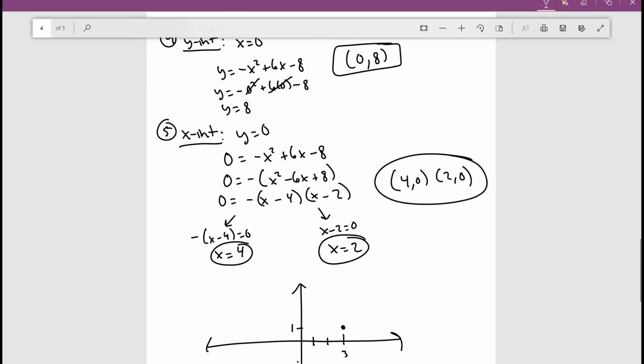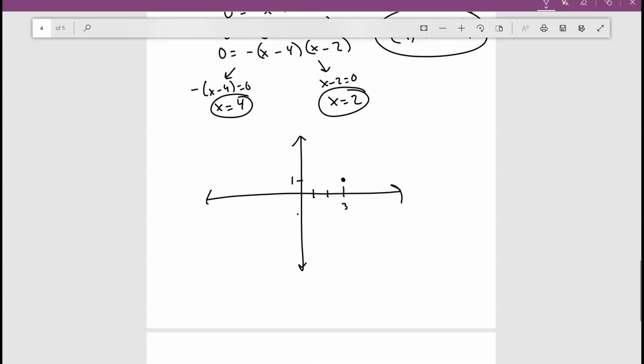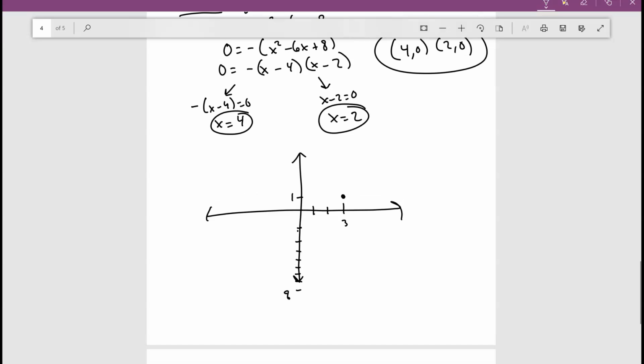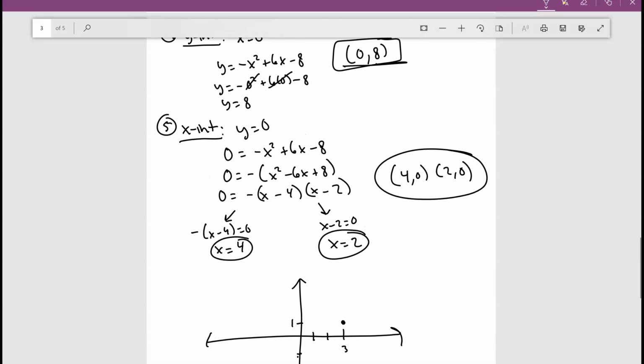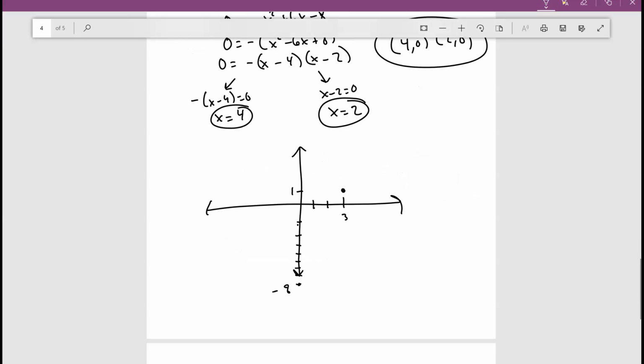Okay. I have a y-intercept. My y-intercept is at 0, negative 8. So at 0, I'm going to go down to 8. Let's say this is 1, 2, 3, 4, 5, 6, 7, 8. Okay, so it's at 0. Oh, this should be negative 8. Okay. So this is going to be negative 8.